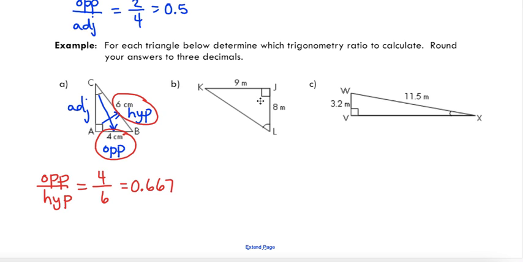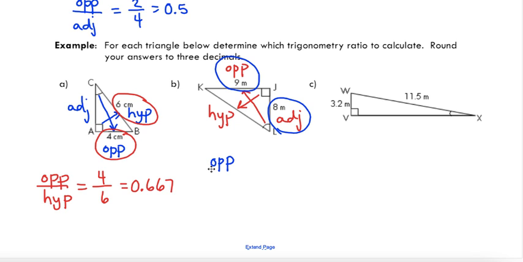For part B, across from my right angle is my hypotenuse. Across from my given angle, L in this case, is my opposite side. And my leftover side is the adjacent. So what measurements do I know in this triangle? Well, I know my opposite side, which is 9, and I know my adjacent side, which is 8. And if I look back at my ratios at the top of the page, the ratio that involves the opposite and adjacent has the opposite on top and the adjacent on the bottom.